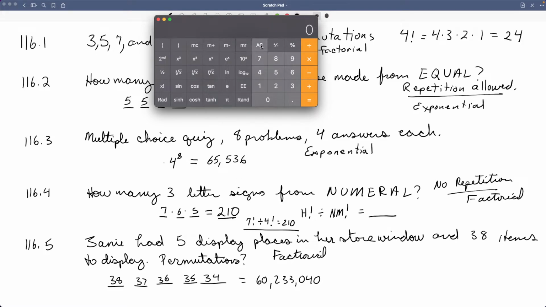let's see what factorial 10 is. Let me memory clear also. Okay, so that one's doable. Let's see, 20. So no, let's see, 15. 15's doable. 18's doable. 18.